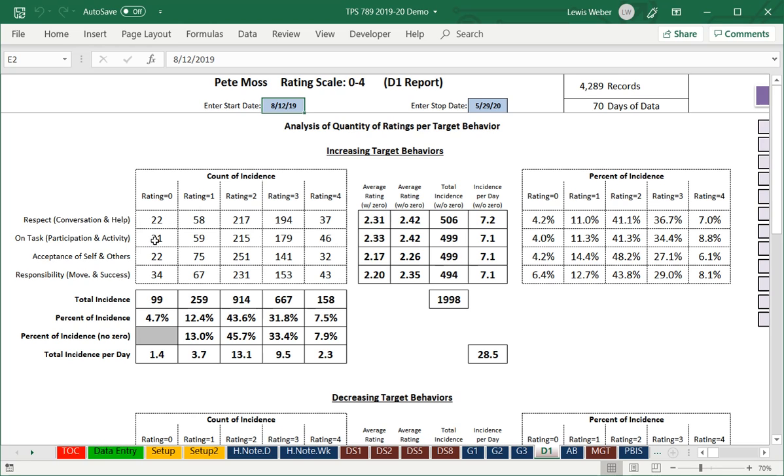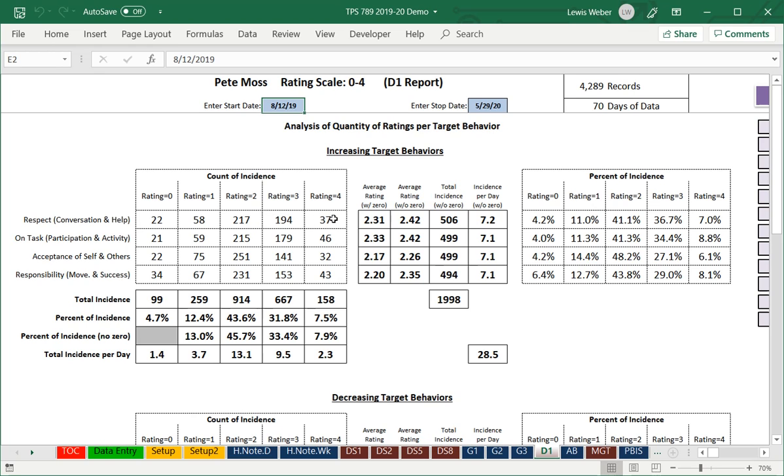And this is duplicated for each row. Now, as we go to the right here, this is the average rating without the zeros. So what this does is it says, okay, I have 37 fours, 184 threes, 217 twos, 58 ones. What's the average rating given that series of data?